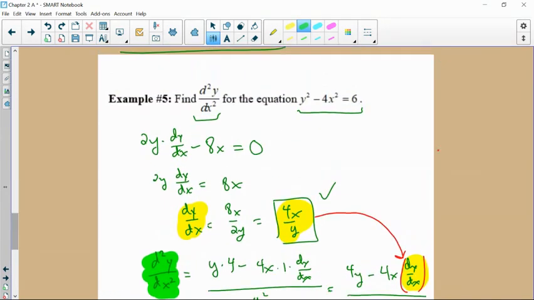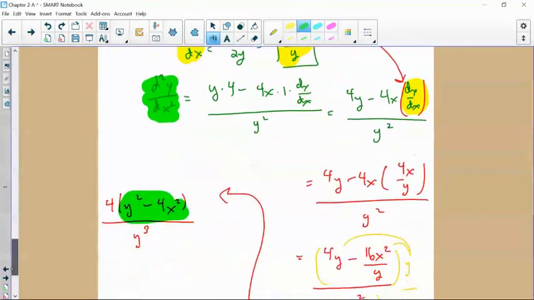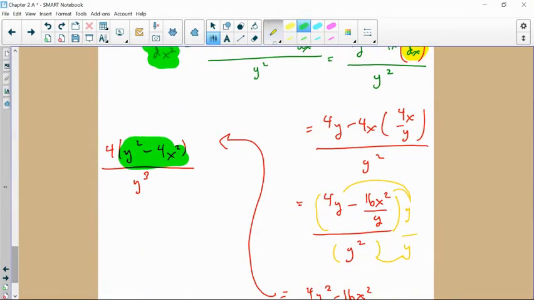Okay, look at, right? Y squared minus 4x squared. What does it equal? 6. So that's kind of a cool little trick that you can solve that, 4 times 6 over y cubed. So you get 24 over y cubed. That represents our second derivative.